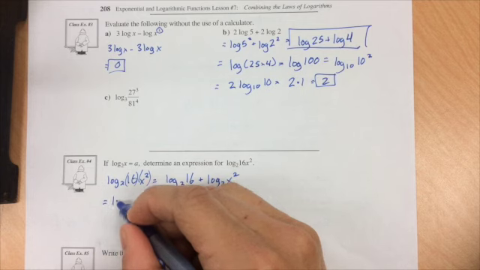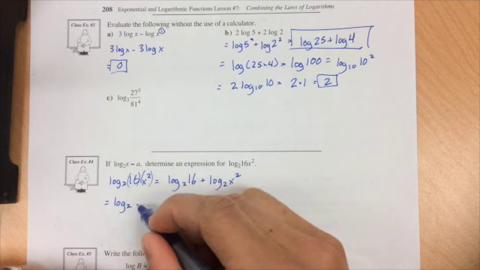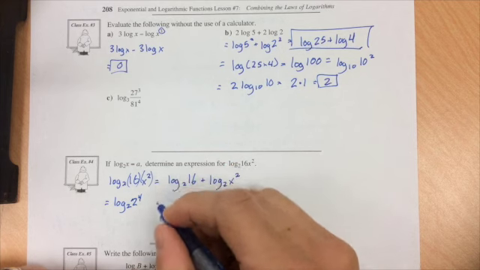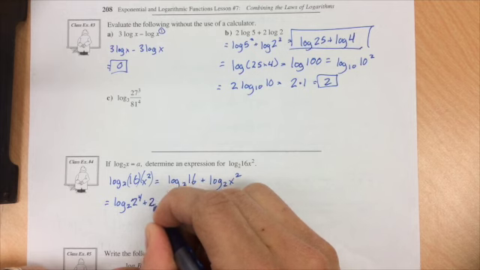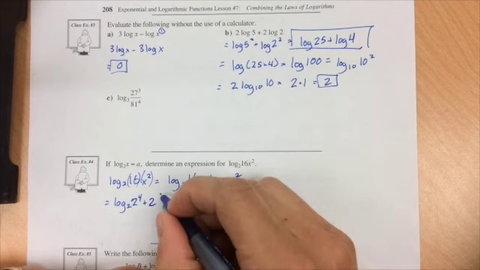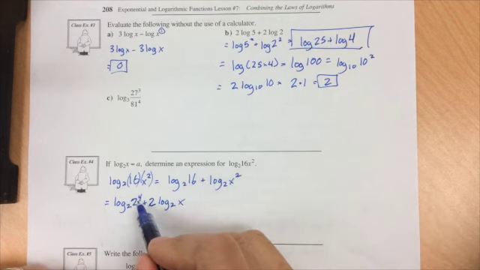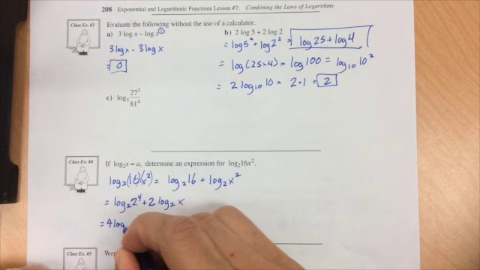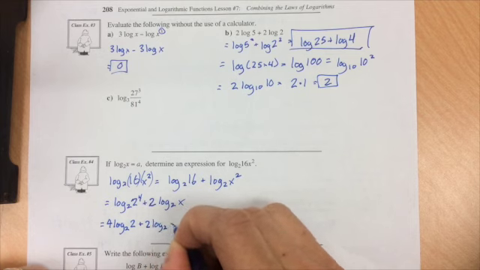Next, I could convert this into an exponential form. So 16 as base 2 would be 2 to the power of 4. And if I were to get rid of this exponent, I could express that as log 2 of x. Now, since I'm expressing this as a coefficient, I can also express this as a coefficient, which would leave me with 4 log 2 of 2 plus 2 log 2 of x.